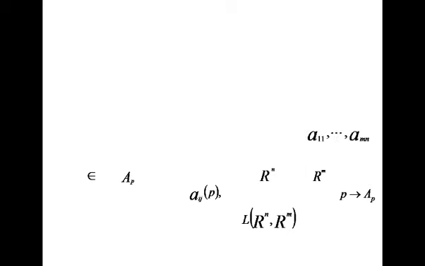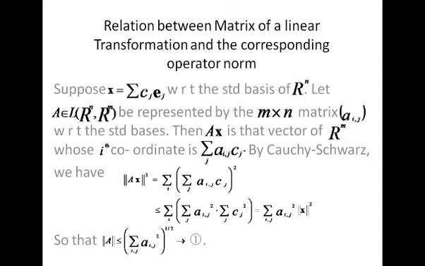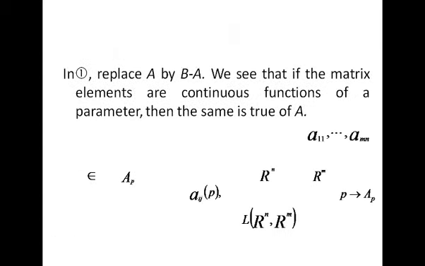Now in 1, what is 1? This inequality. Instead of A, you replace it by A minus B or B minus whatever. Then what will I get? So what is the matrix of A minus B? It is the matrix of A minus the matrix of B. So in 1, replace A by B minus A.